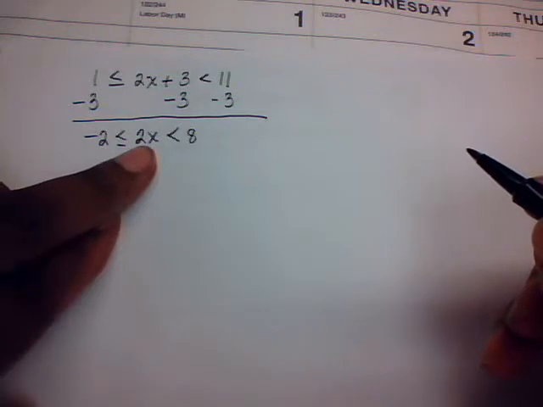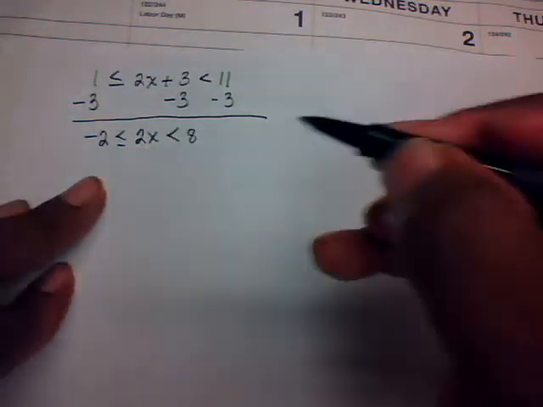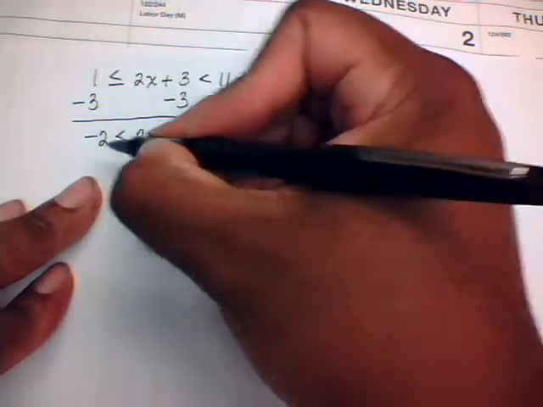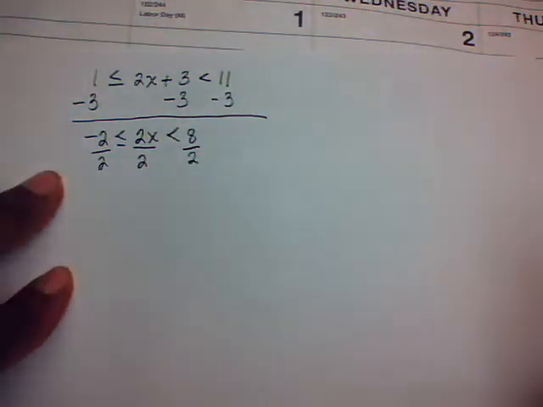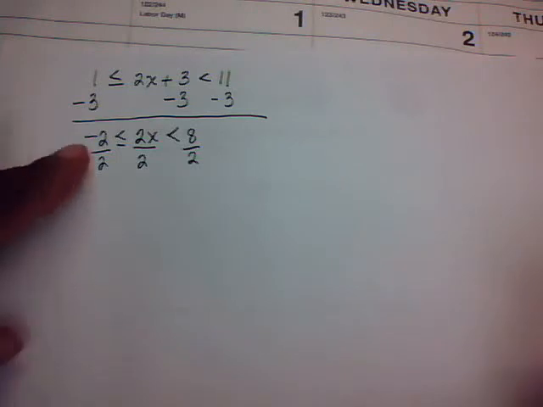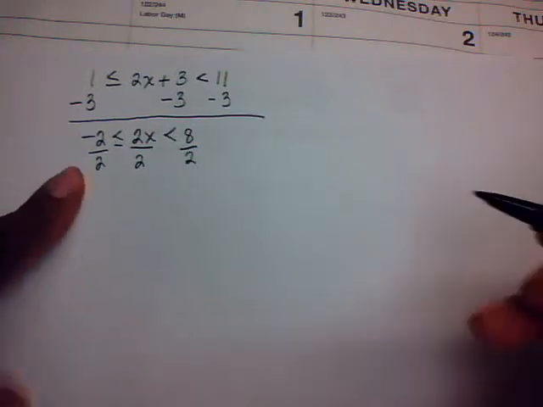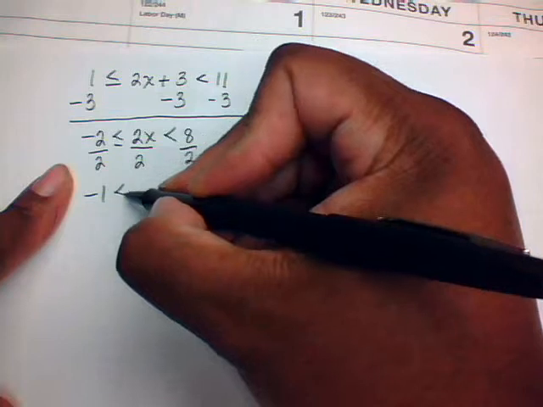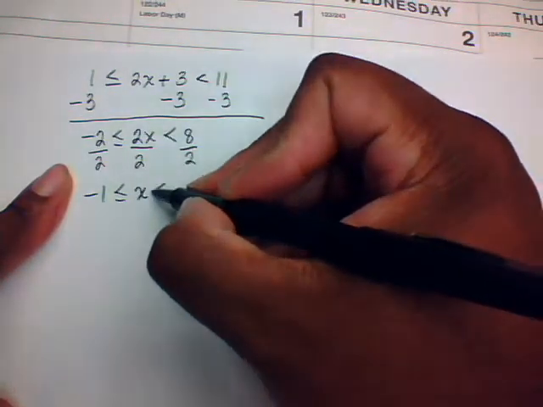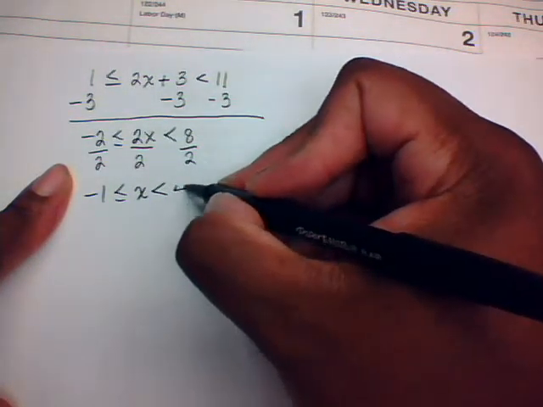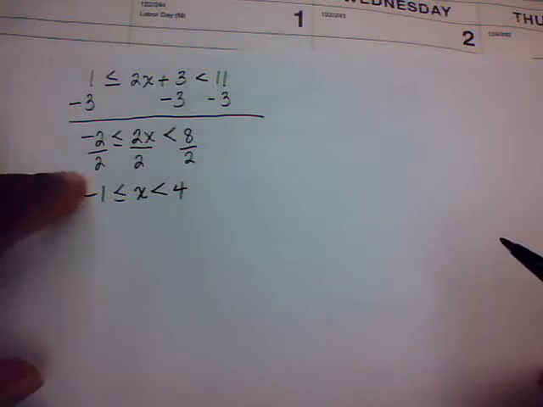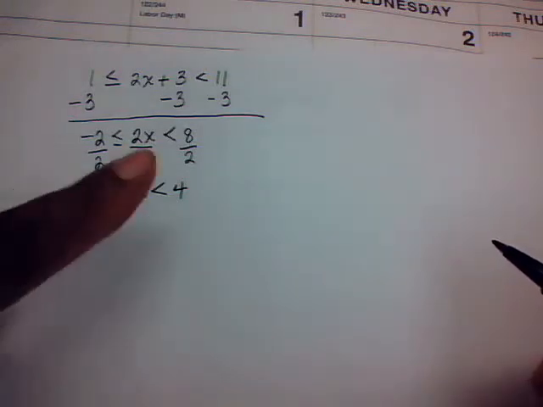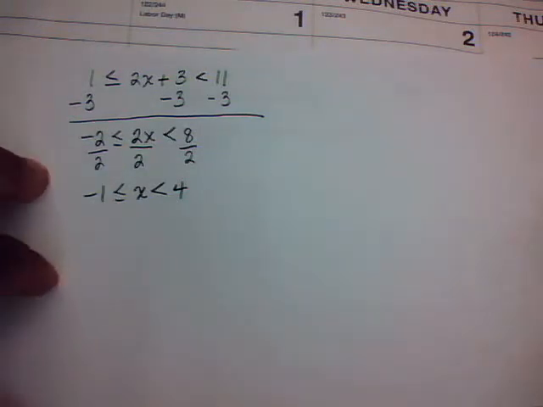And then we still got to get the x by itself. It's being multiplied by 2. So on the left side, and in the middle, and on the right side, we're going to divide by 2. The left side is -2 divided by 2. That's -1, less than or equal to x, less than 8 divided by 2 is 4. So we have -1 is less than or equal to x, less than 4, meaning that x is greater than or equal to -1 and less than 4.